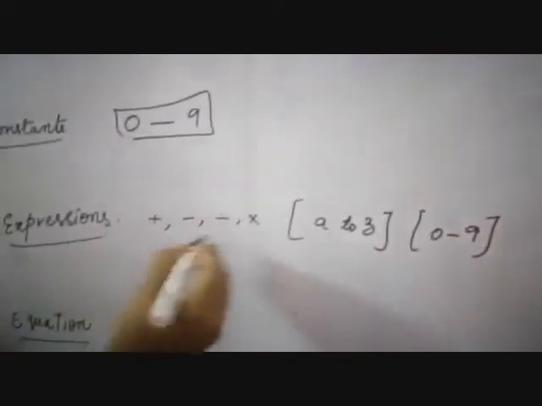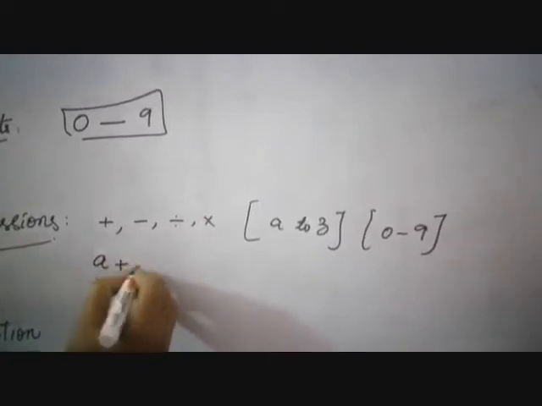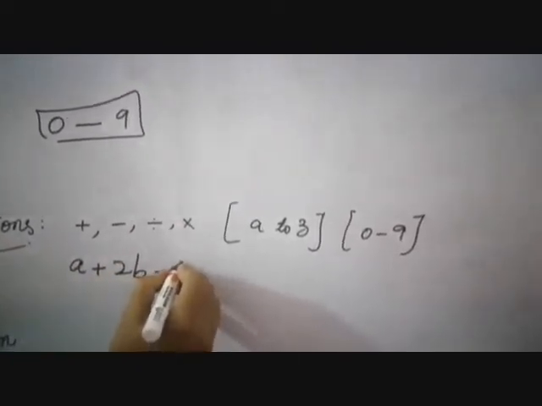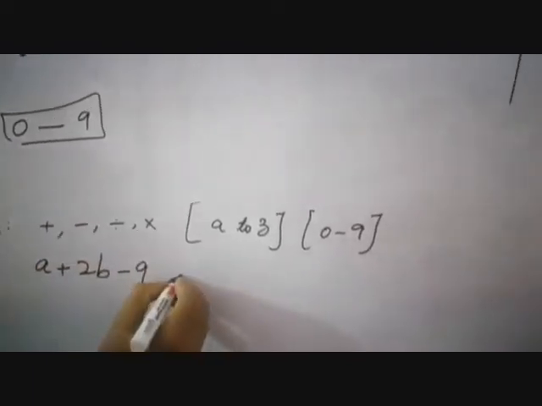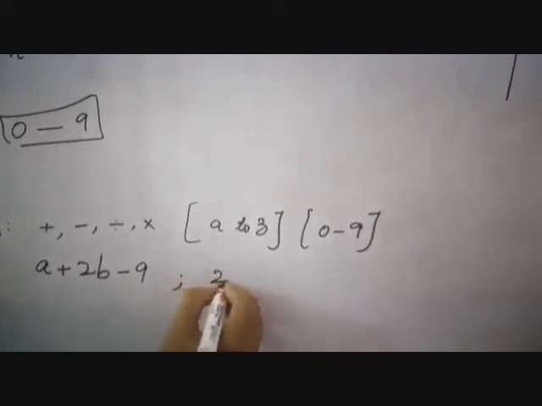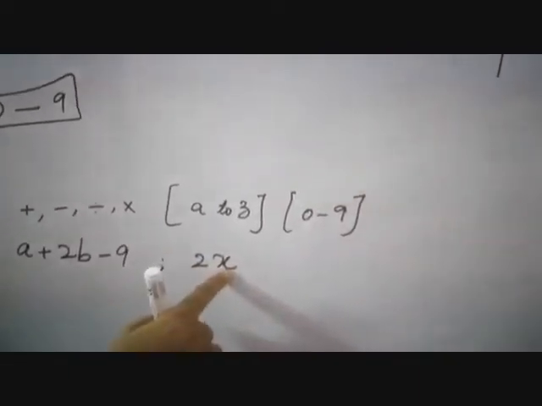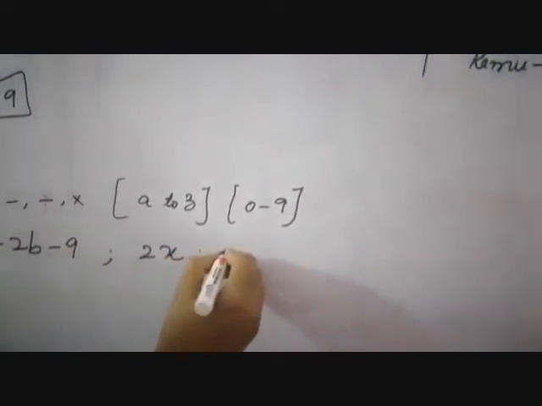So by using these, I am writing like a plus 2b minus 9. This whole thing is called an expression. For one more example, 2x. 2 is a constant, x is a variable. One more expression I can write. Just observe it.